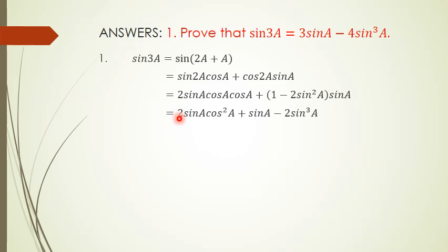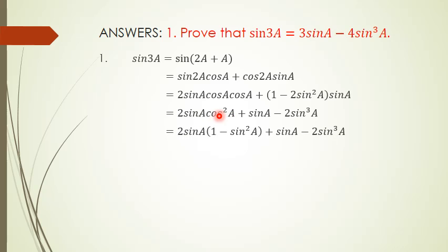That gives us 2 sine a cos squared a, and when we come here it's sine a multiplied by plus 1, that's plus sine a. Then sine a multiplied by minus 2 sine squared a gives us minus 2 sine cubed a. Now we are remaining with cos squared a to get rid of. We use the trig identity which says cos squared a is equal to 1 minus sine squared a.